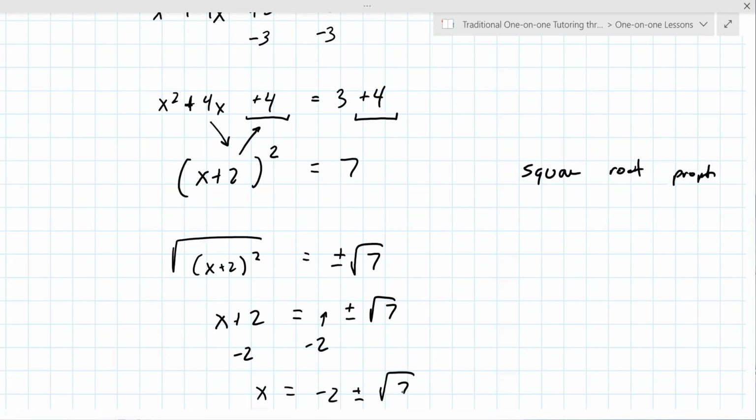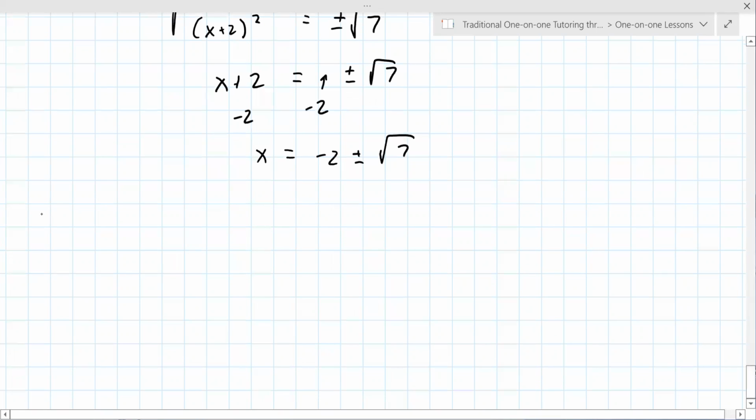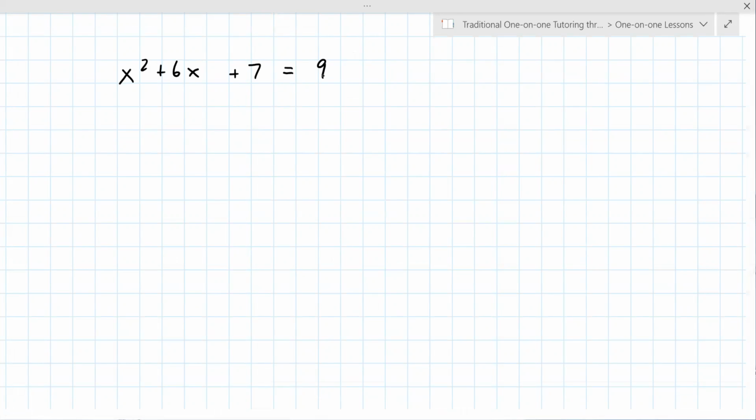Yeah. Any questions on that? No, I got that one. Okay. All right, so let's have you try one here. Completing the square, I'll give kind of the same difficulty. Let's go x squared plus 6x plus 7 equals 9. So give that a try, please.